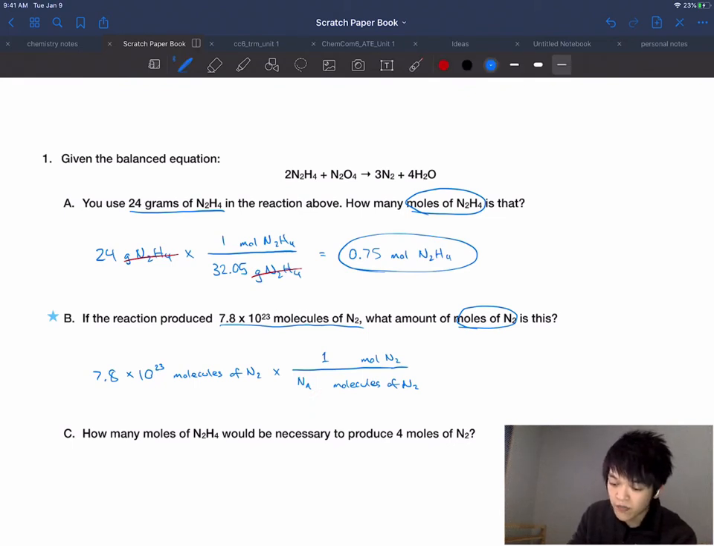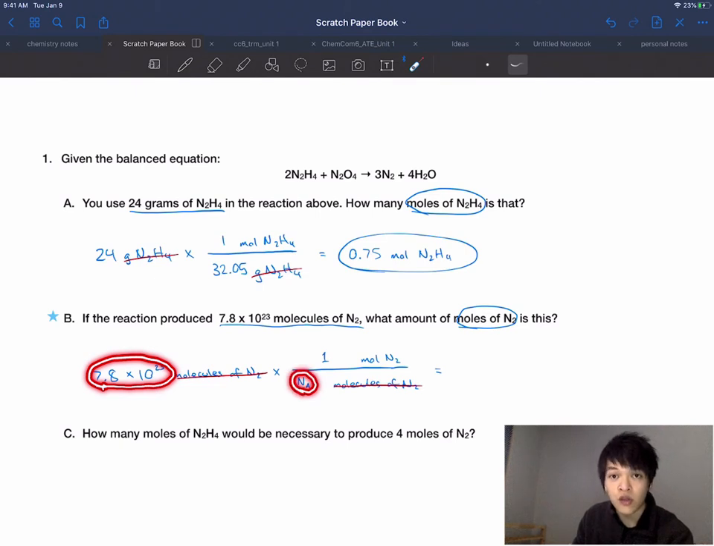So what do we got? Units that cancel out: molecules of N2 and molecules of N2. So now we have moles of N2. Perfect. Throw in our equal sign, and let's type this in our calculator. What do we have? 7.8 times 10 to the 23, divided by 6.02 times 10 to the 23.